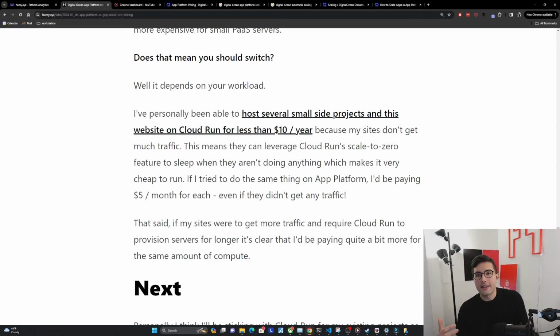So it's very clear here that even though App Platform comes out way cheaper for the same server, because it's always on, you might end up paying for a lot of these hours and seconds that you're not actually using. You don't actually need that stuff.